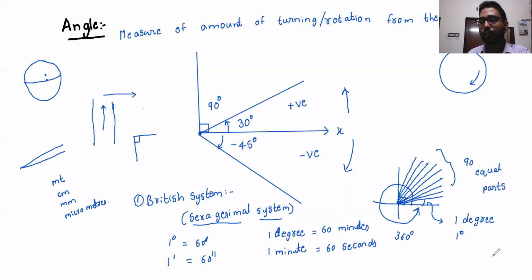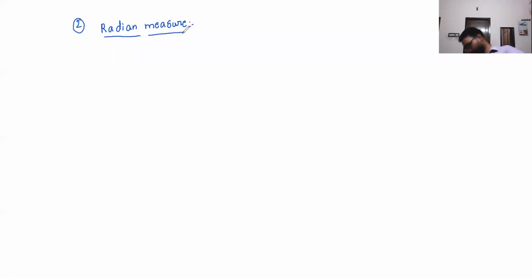Now let us move to the next one. The next system of measurement is radian. Radian measure. We can also measure an angle in radians. Now what is the meaning of radian? Just now we have seen the meaning of 1 degree. What is the meaning of 1 degree? Take one right angle, divide it into 90 equal parts, and one part is 1 degree. Now what is the meaning of radian?